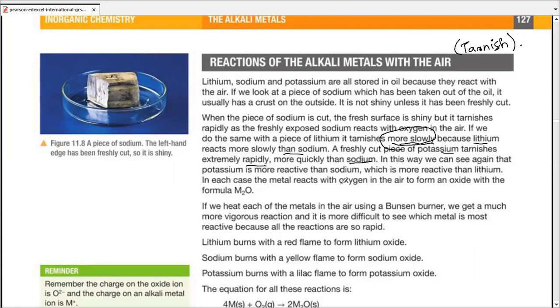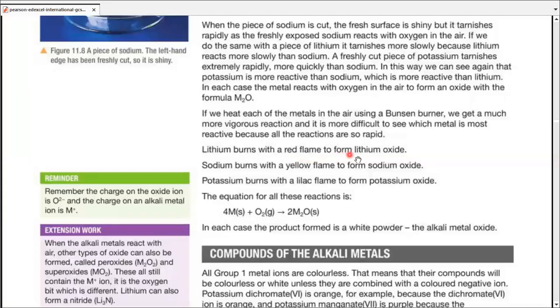Remember, in each case, the metal reacts with oxygen in the air and forms an oxide with the general formula M2O. If we heat each of the metals in air using a Bunsen burner, we get a much more vigorous reaction, and it is more difficult to see which metal is most reactive because all the reactions are so rapid. What happens when we heat them up is that lithium burns with a red flame and forms lithium oxide. Sodium burns with a yellow flame and forms sodium oxide. Potassium, however, burns with a lilac or purple flame to form potassium oxide.